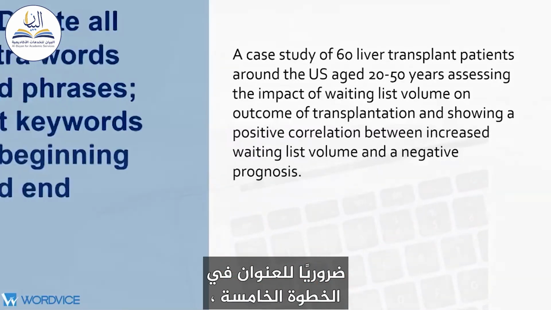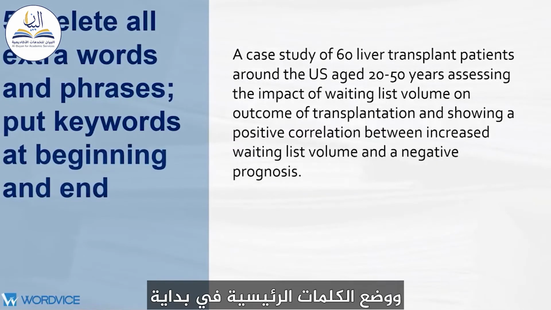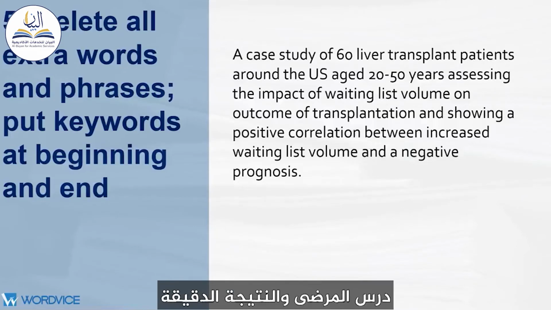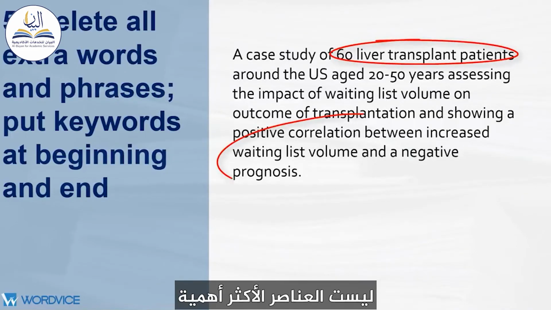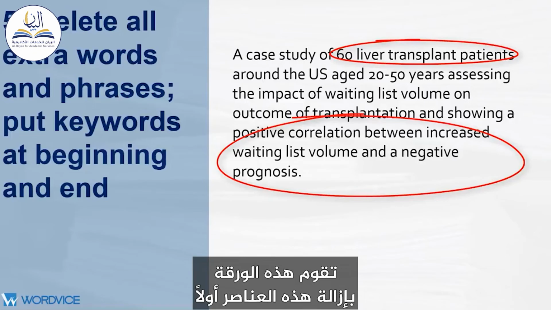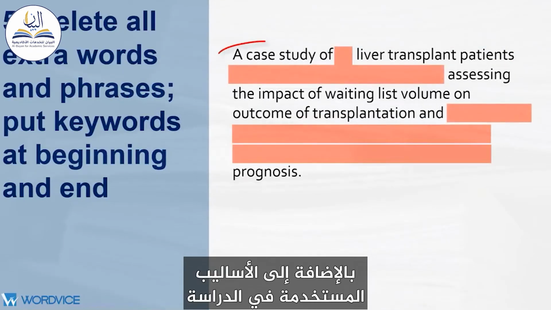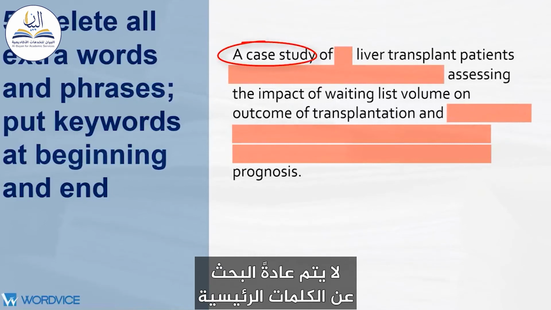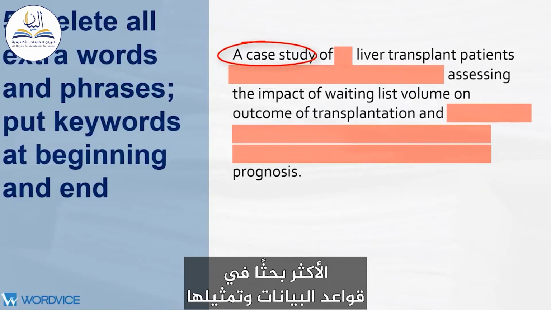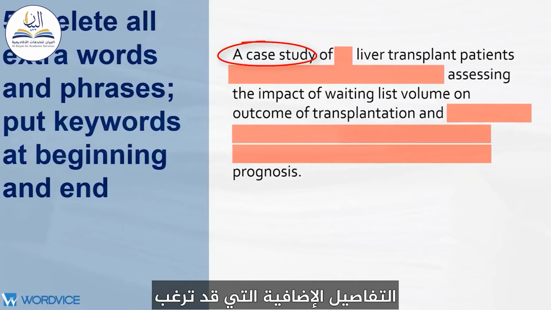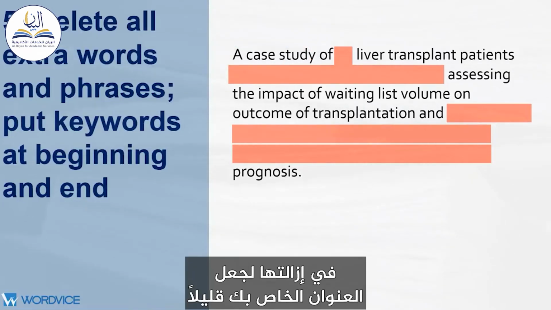In step 5, you will delete all extra words and phrases and put key words at the beginning and end of your title. Since the number of patients studied and the exact outcome are not the most essential elements of this paper, remove these elements first. In addition, the methods used in a study are not usually the most searched for keywords in databases, and represent additional details that you may want to remove to make your title a little leaner.